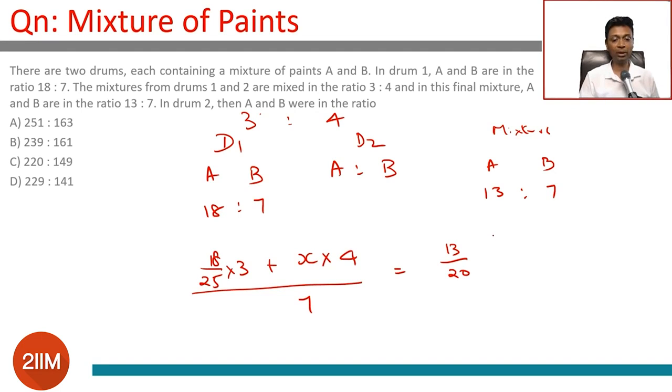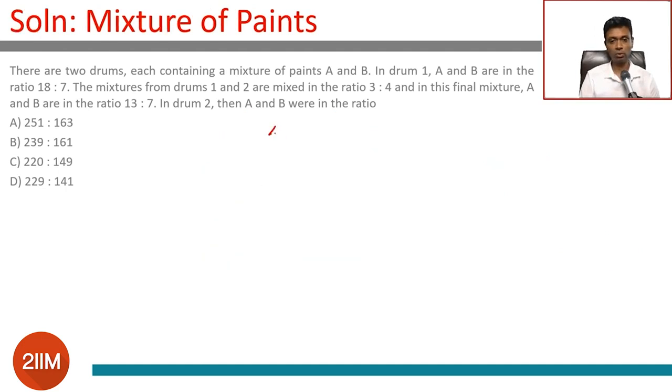Fine. 18/25 into 3 plus share of A into 4 by 7 is 13/20. Right? So I'm going to simplify this. 18 into 3 is 54/25 plus 4x equals 7 into 13, 91/20. Or 4x equals 91/20 minus 54/25. I'm beginning to get spooked off with the numbers, but the choices are telling me that there is still hope for us. The choices are weird. So don't worry, power ahead.